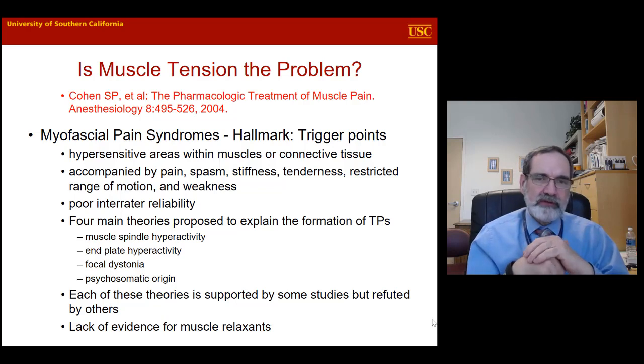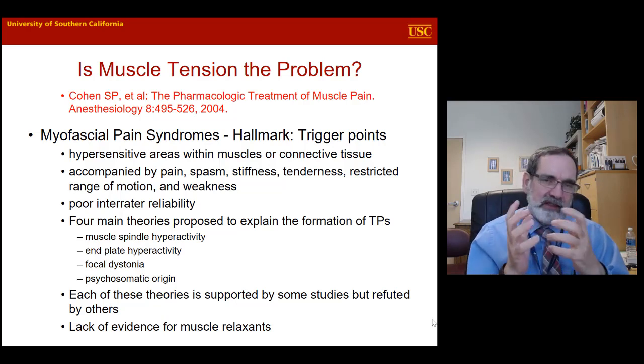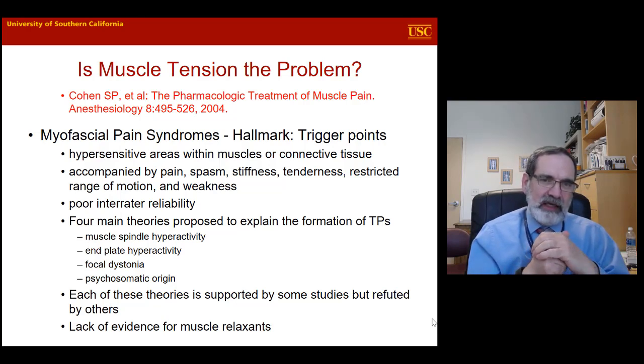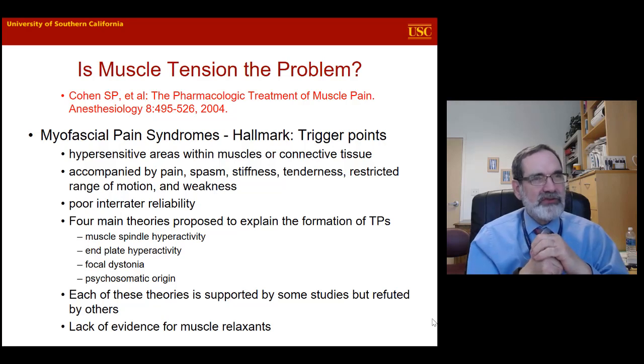Why do trigger points happen? There are a lot of different theories out there. Some say there's an underlying condition causing hyperactivity of the muscle spindle, which regulates the tension in the muscle. There may be end plate hyperactivity, again involving the muscle. There may be a focal dystonia, an abnormality in the muscle that's probably neurologically driven. And there may be psychological issues that are driving increased muscle tension, and over prolonged times, those can drive trigger points.